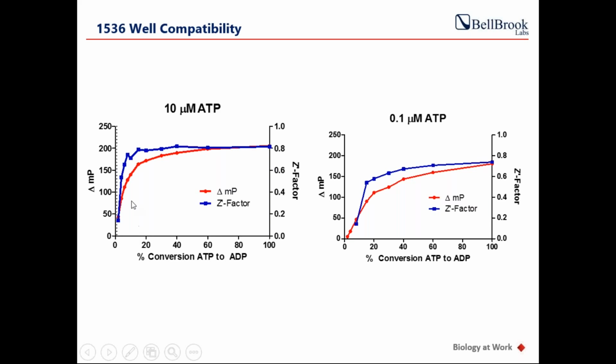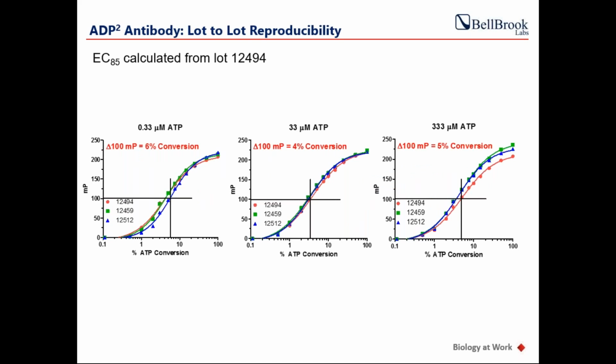So you can see by the time you've gotten to 10% conversion, you've got a very good change in polarization over 100 millipolarization units, and the Z prime is, well, in this case, almost 0.8. So even in 1536, there's no problem running the assays in that format in a smaller volume. At the lower ATP concentration, and this would be quite a low concentration used for a kinase assay, you can see that you need to go a little higher ATP conversion in order to get that really good Z prime value. But it's still within the initial velocity region. So the assay is quite compatible with 1536.